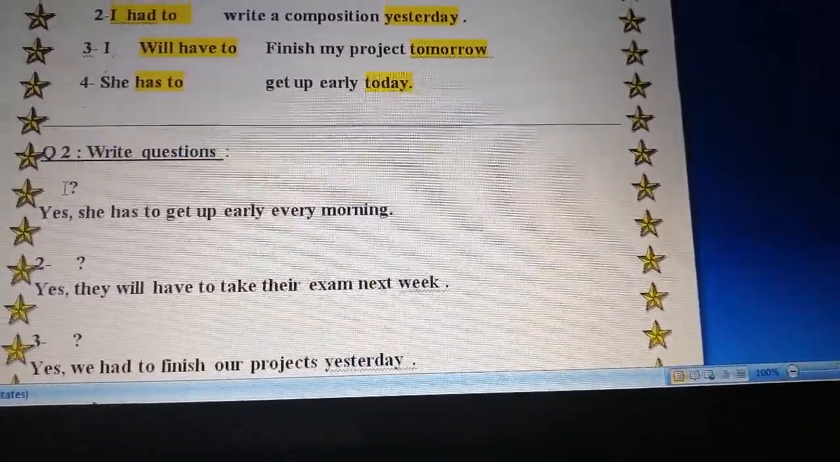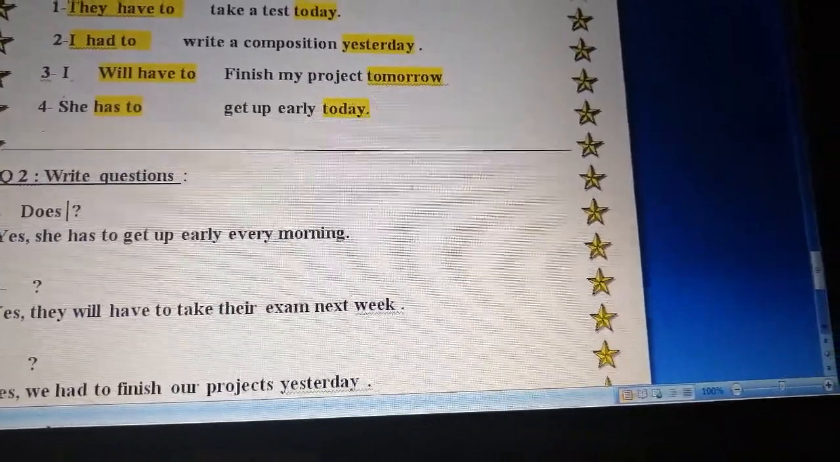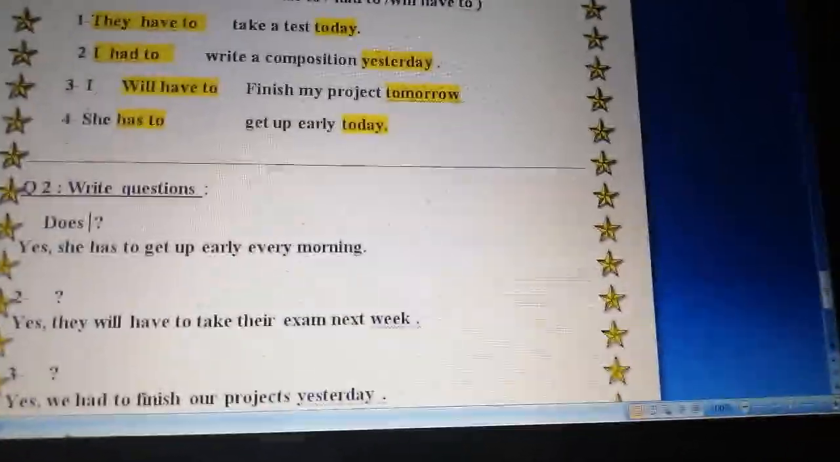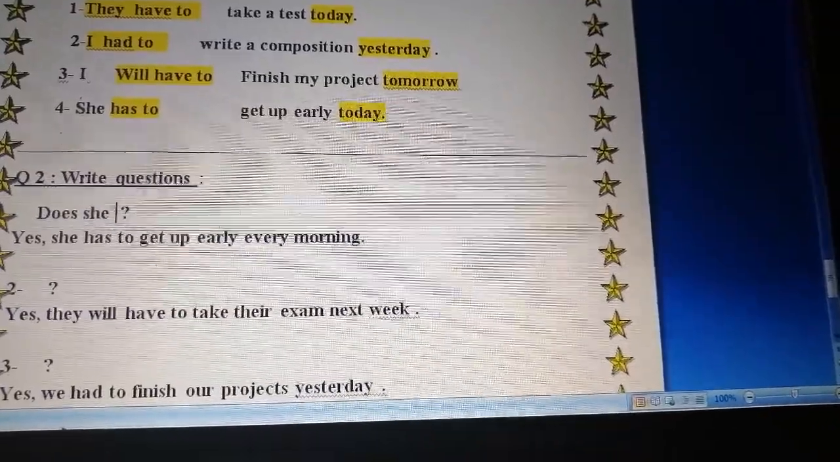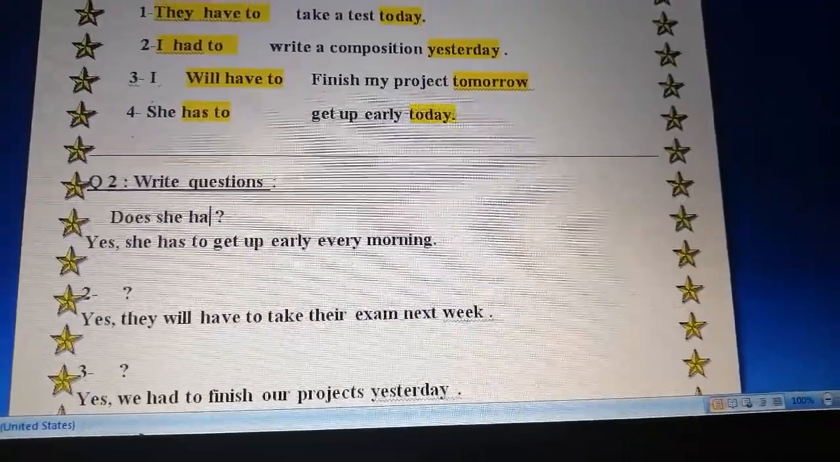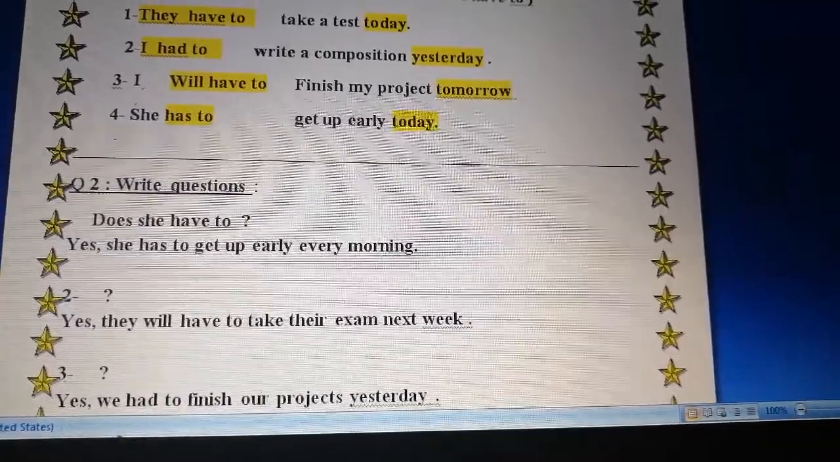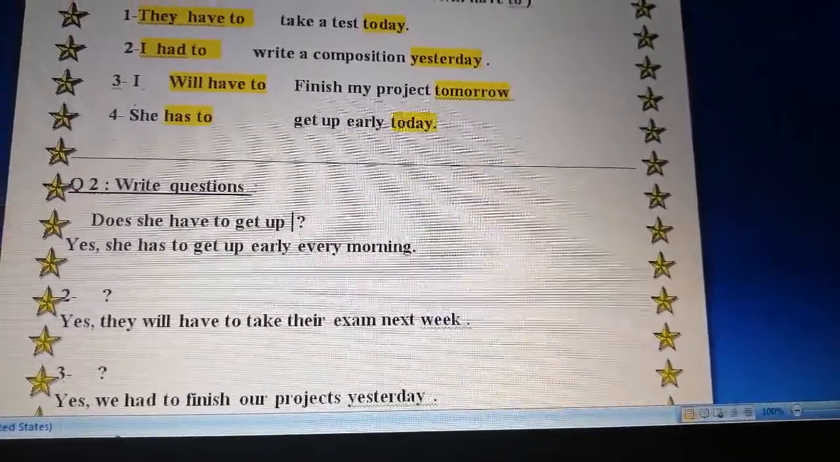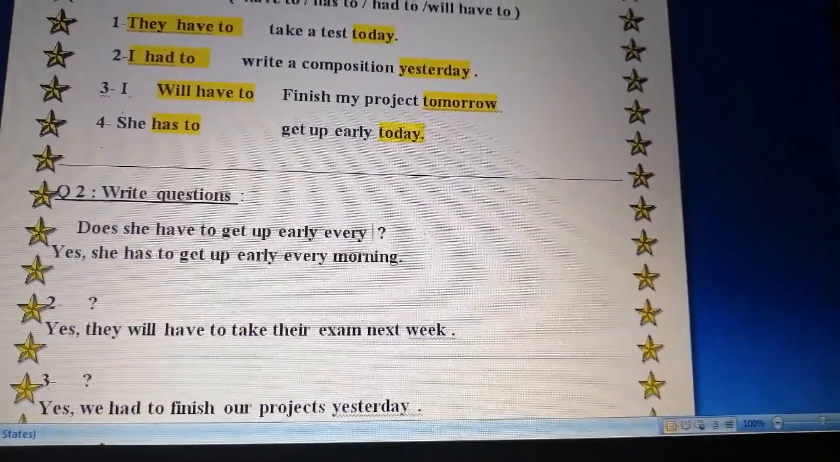What subject do I have? Singular. So I write does at the beginning. After does, what form do we make? Then we have the subject: does she. Now, do we keep "has to" or change it? Yes, we change it to "have to". All of them must be changed to "have to". Then the infinitive verb, and I continue: get up early every morning. Okay, then we put a question mark.